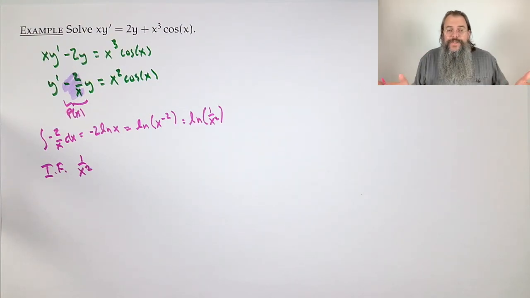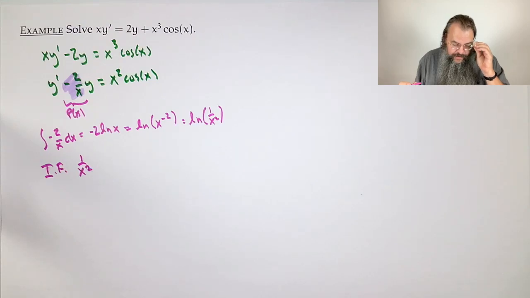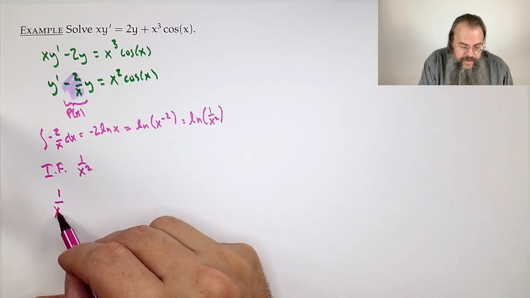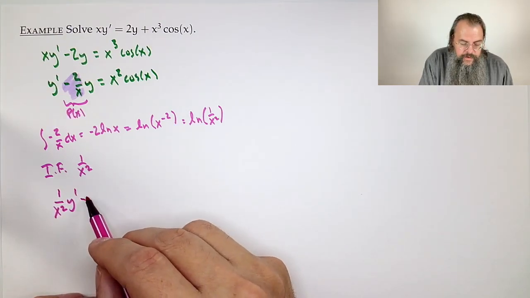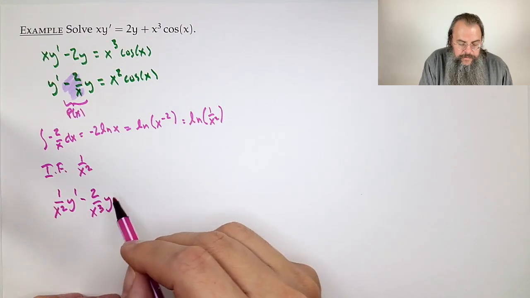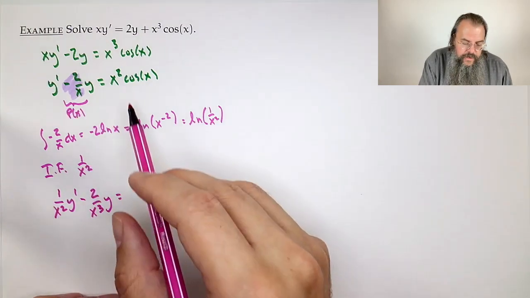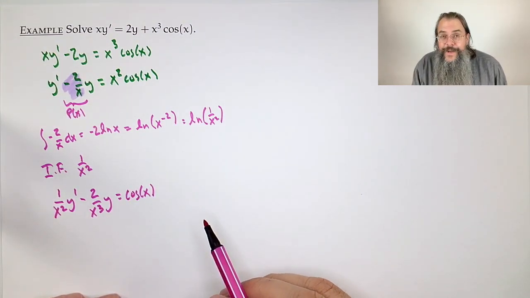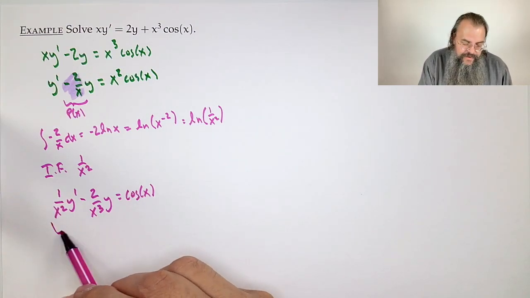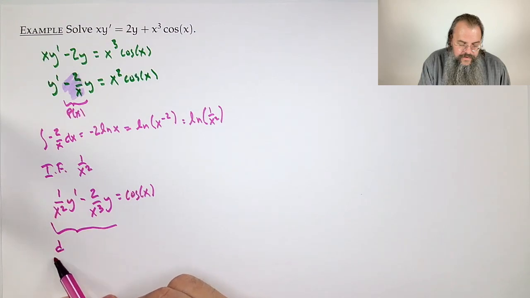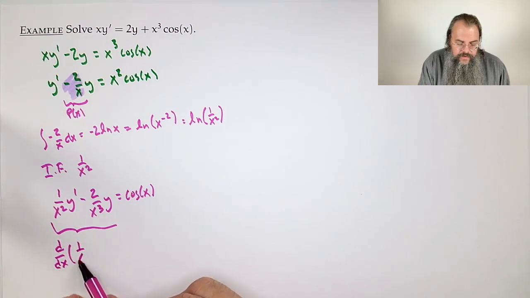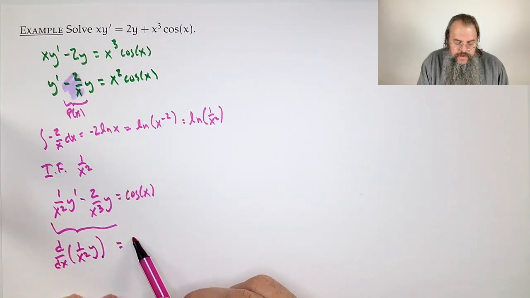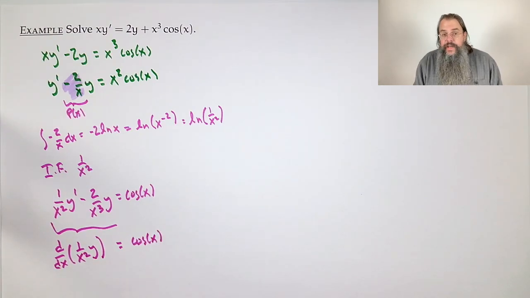Okay, so multiply both sides by 1 over x squared, and what do we see? Well, we get 1 over x squared y prime minus 2 over x cubed times y is equal to, that's not very interesting, just cosine of x. Well, it may not be very interesting, but it's good for us because we see this is the derivative of 1 over x squared times y. And then over here, we have cosine of x.